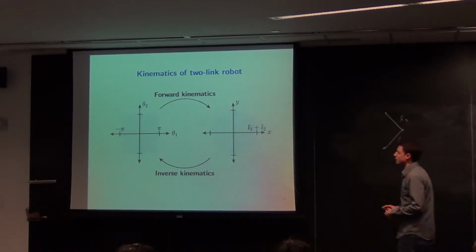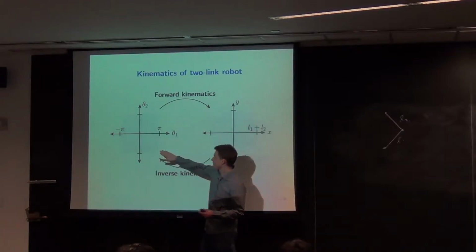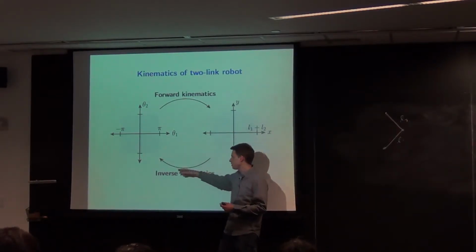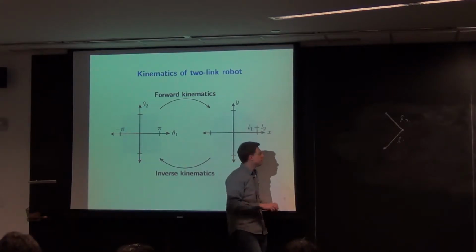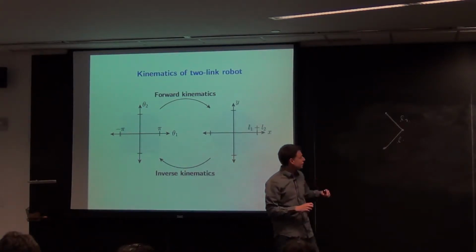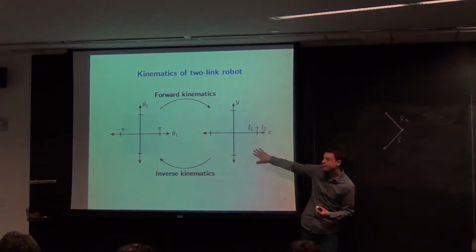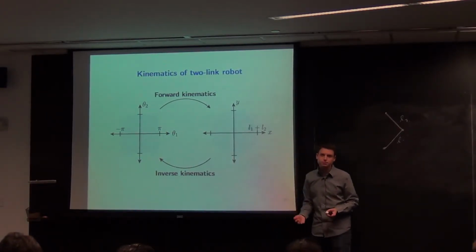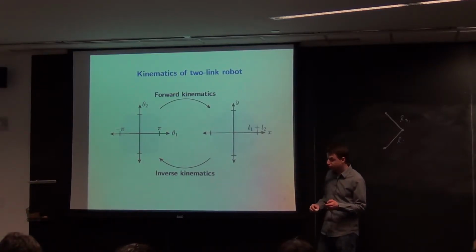And as I said, forward kinematics is how you go from joint space to task space, and inverse kinematics would be how we go from this space to that space. And we'll see how this inability to reach every spot in the task space will relate to our solution to the inverse kinematics problem. But first, let's just talk about forward kinematics.